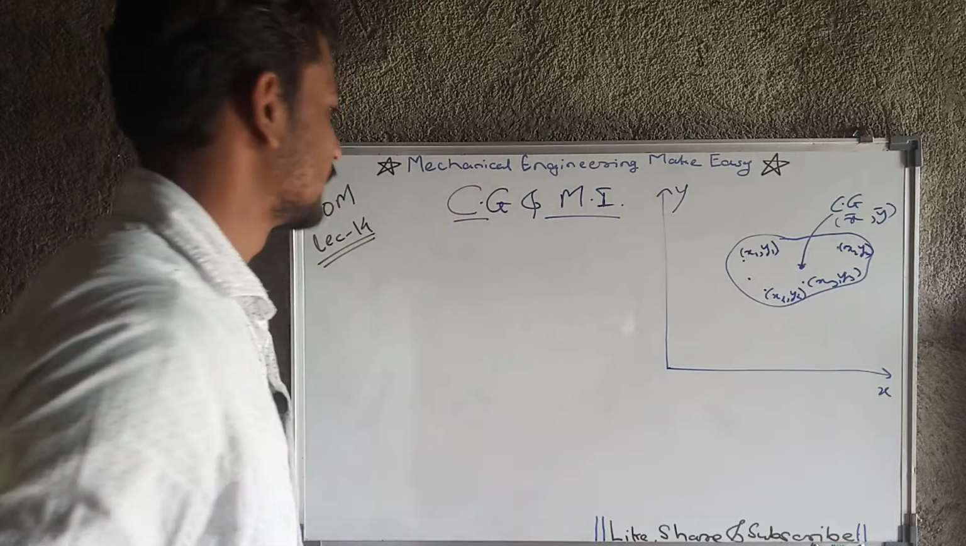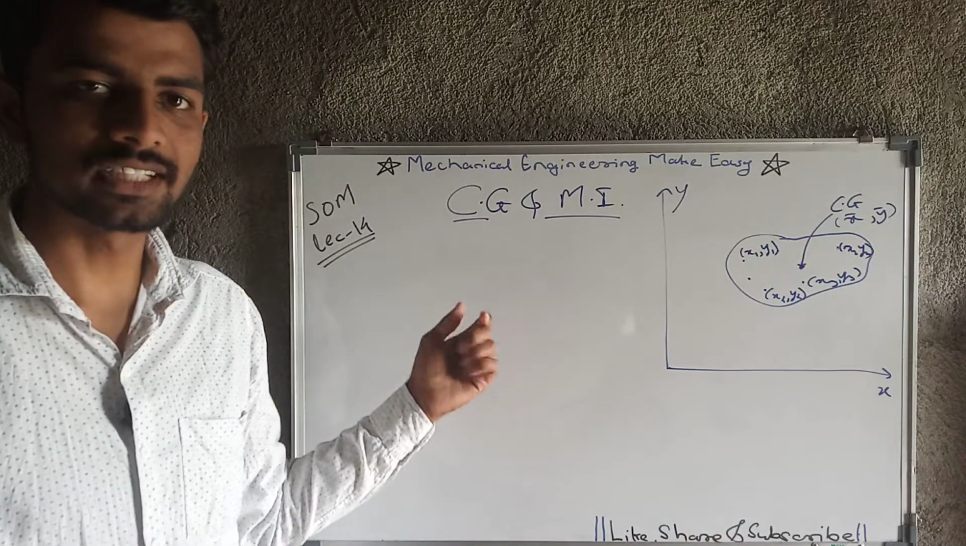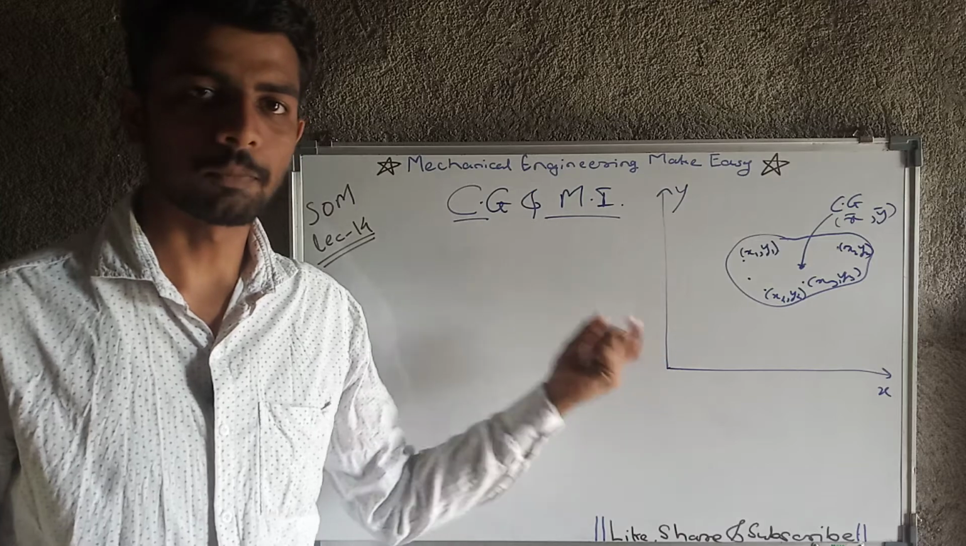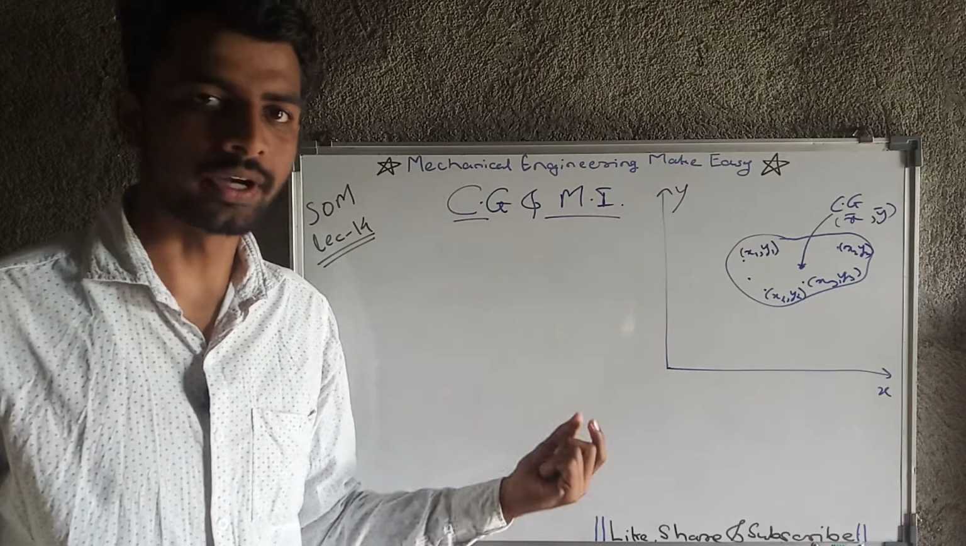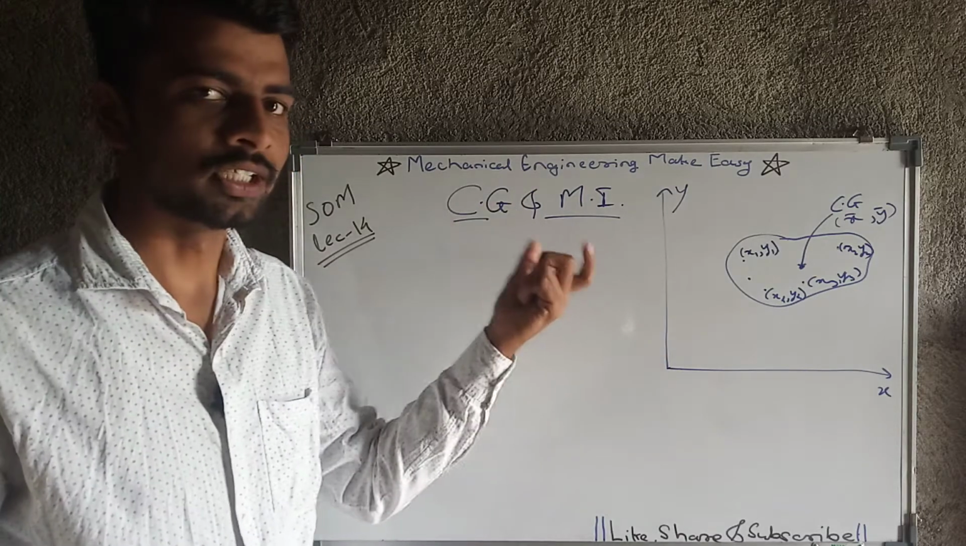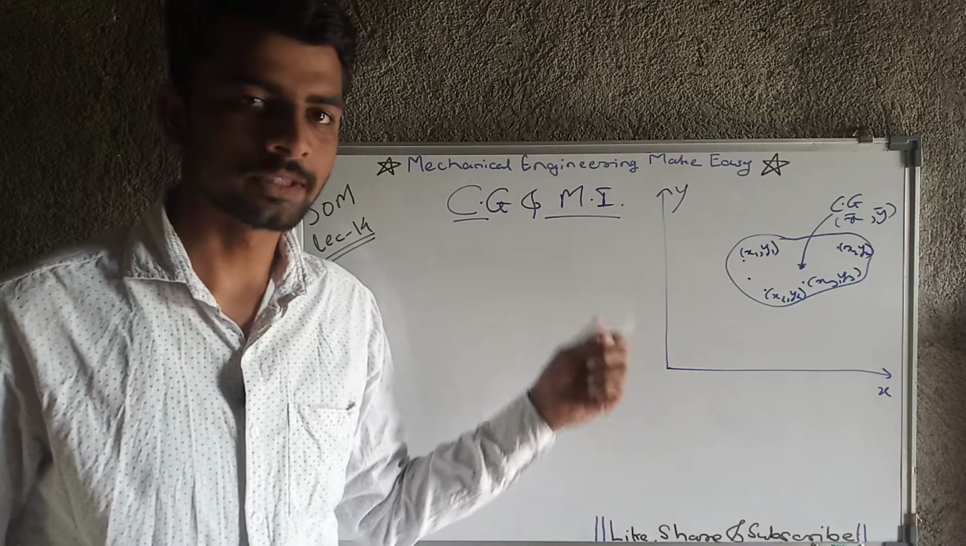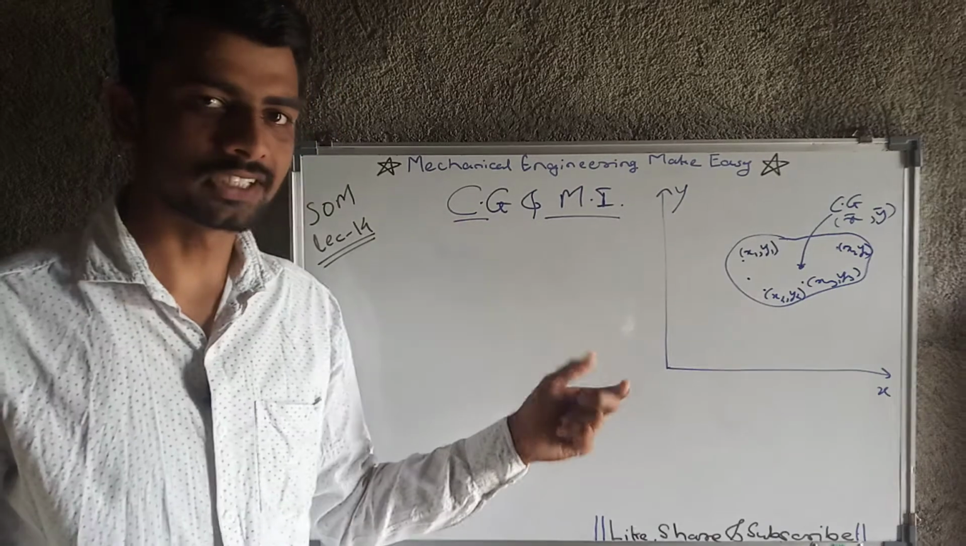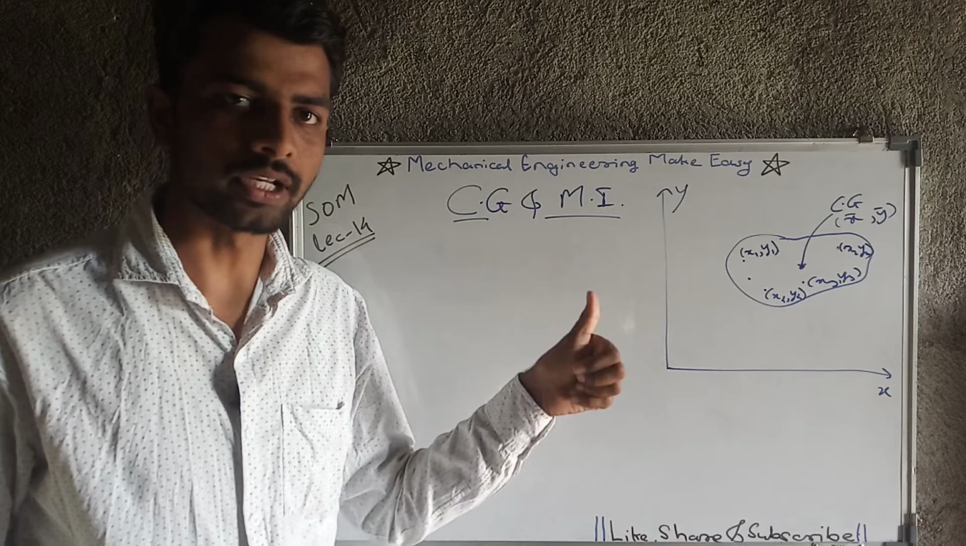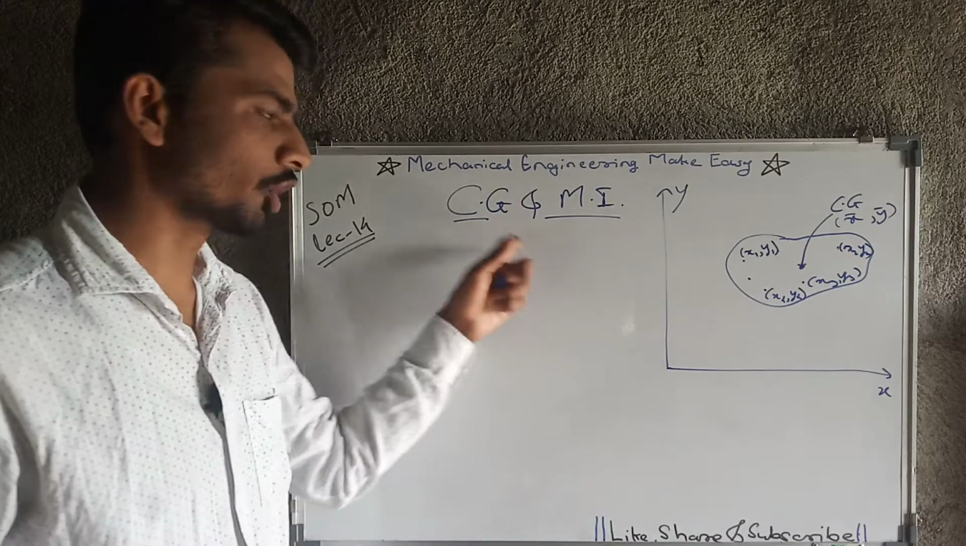So what exactly is center of gravity? Center of gravity is nothing but the point at which the whole weight of a body is supposed to be concentrated. That is center of gravity. Another definition is that the whole gravitational force is supposed to act at that one point. That is center of gravity.